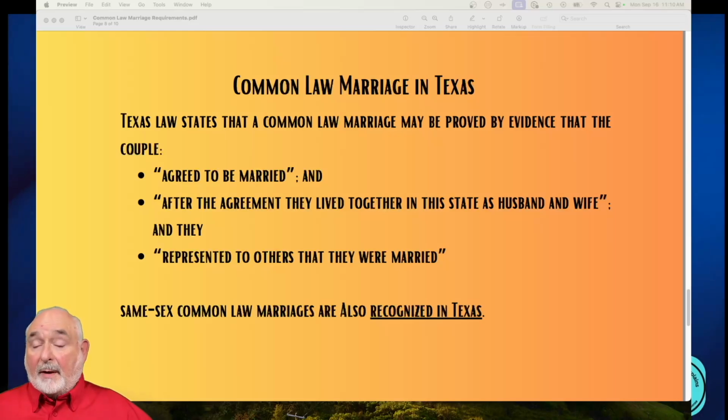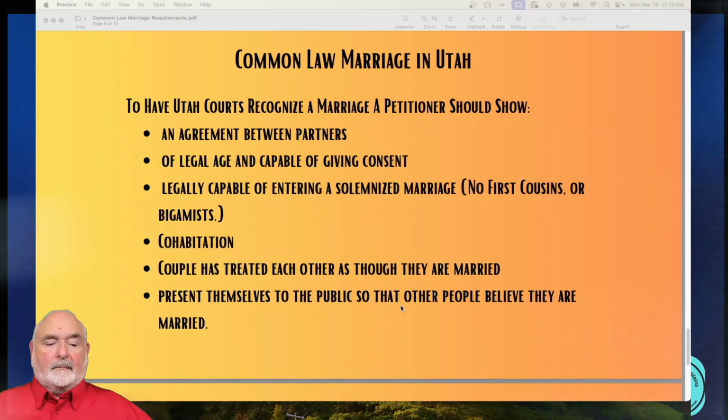Texas, on its webpage for this particular issue, notes that same-sex common law marriages are also recognized in Texas, as they would have to be anywhere else that there was a common law marriage doctrine, because, again, full faith and credit and the Obergefell decision by the Supreme Court.